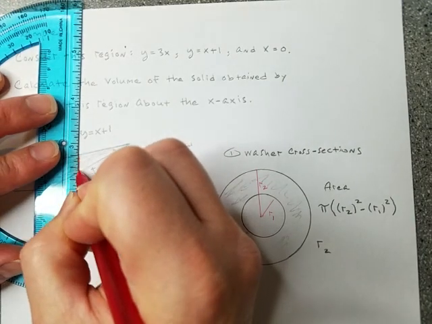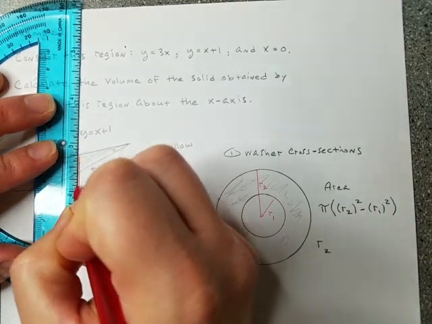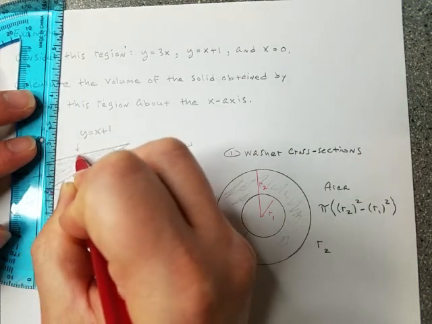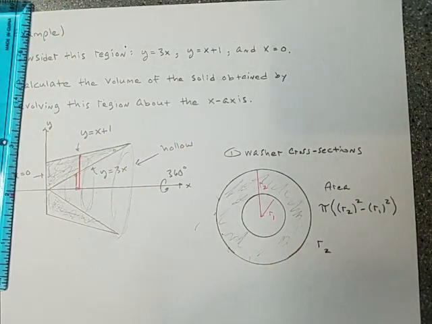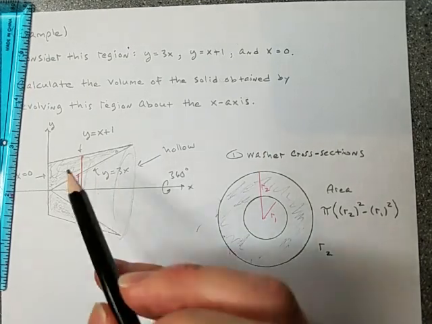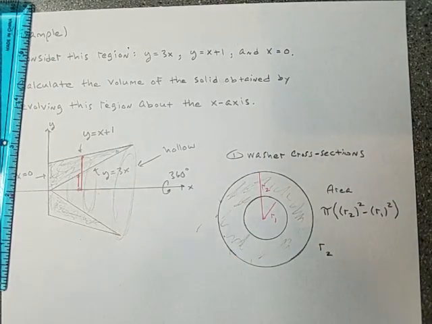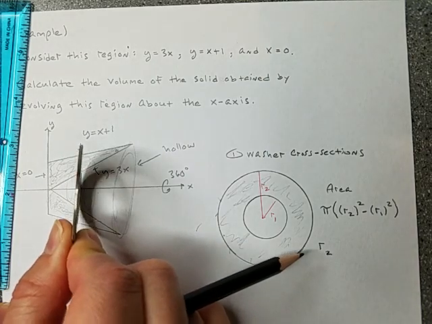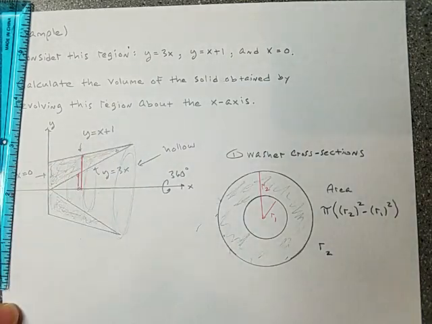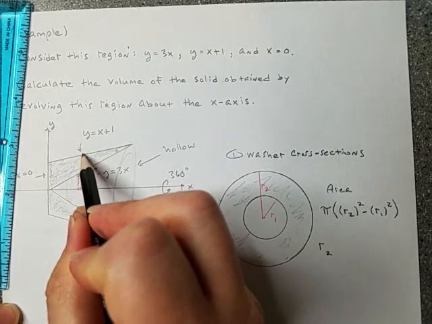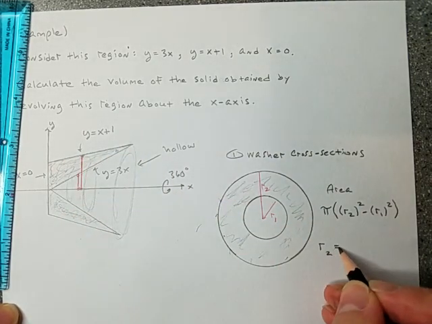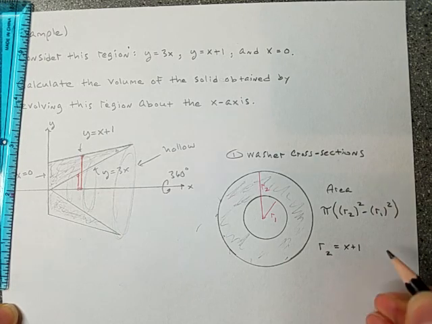So the outer radius is going to be this, and the inner radius is going to be like that. Okay, so you could say then that the outer radius of the washer cross section, say the one that goes right here, that slice that we cut out of it right there, see it? Then the outer radius is going to be the y coordinate on that line. So R2 is going to be x plus 1.